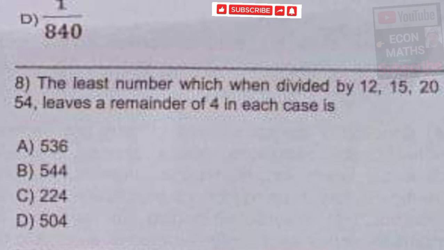Next question is, the least number which when divided by 12, 15, 20 and 54 leaves a remainder of 4 in each case is? The options are 536, 544, 224 and 504. So how do we find the solution to this question? First of all, we find the LCM of the four numbers and we add the remainder to the LCM. This will give us the least number which when divided by the required numbers leaves remainder 4.